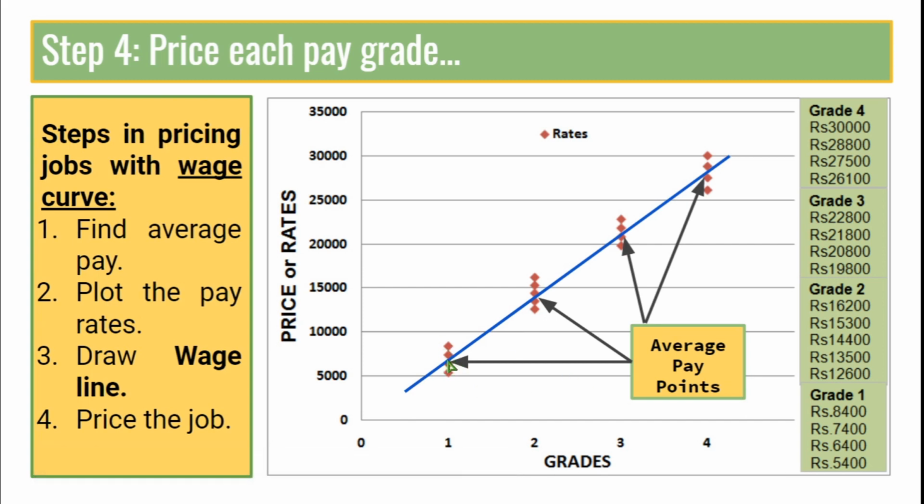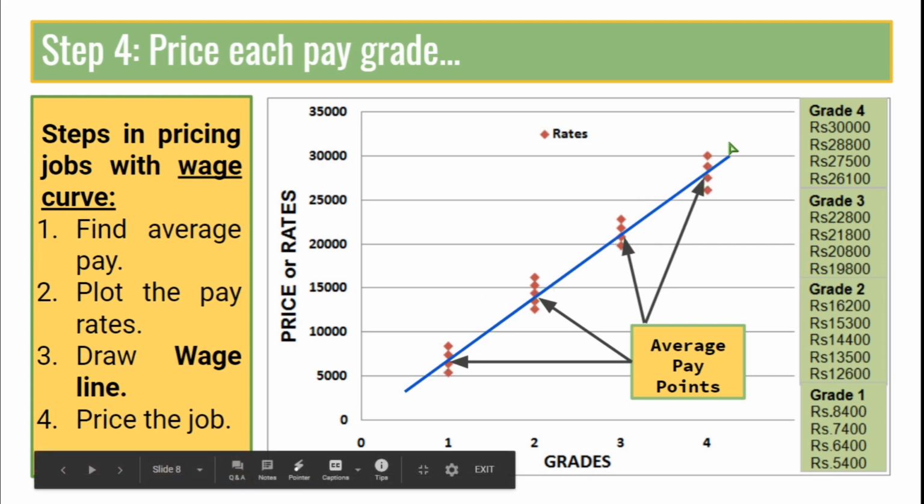Now, once we have the average pay for each group of jobs, the average prices of different grades are plotted. The arrow in the figure on your right is pointing towards the different average pay for each grade. Then these plots are joined to make the wage line. Here the blue line represents the wage line, and finally we price the jobs.